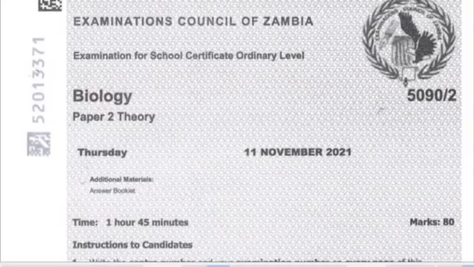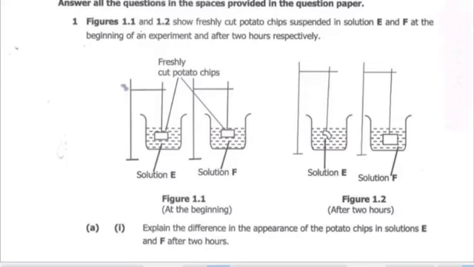So in this presentation, we are going to look at biology paper 2 for 2021. We are going to answer question 1 up to question 3. So let's see our question 1. So here is our question 1.